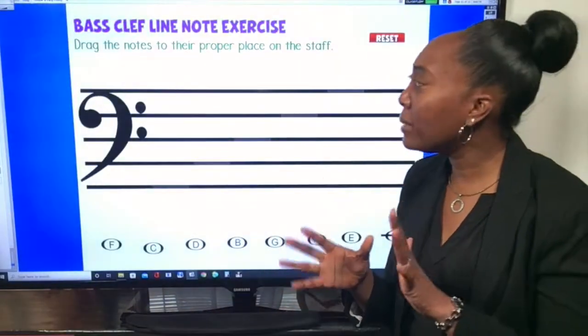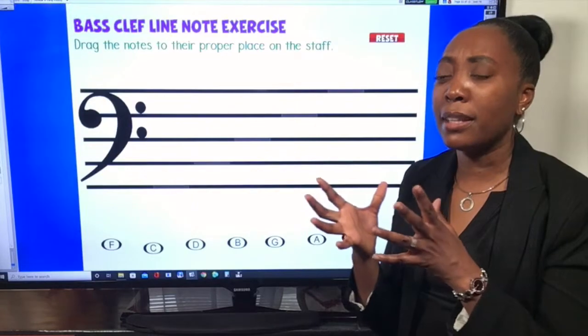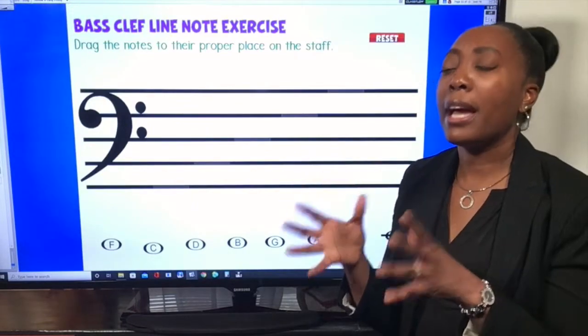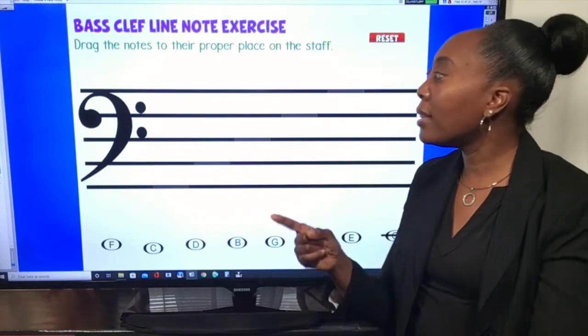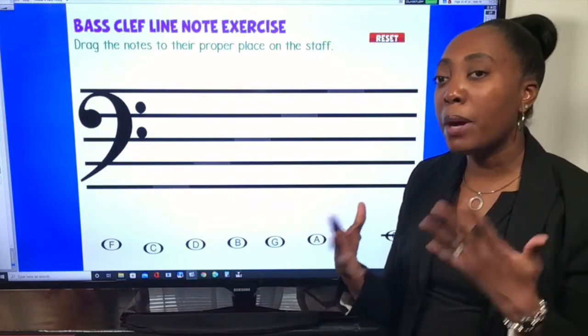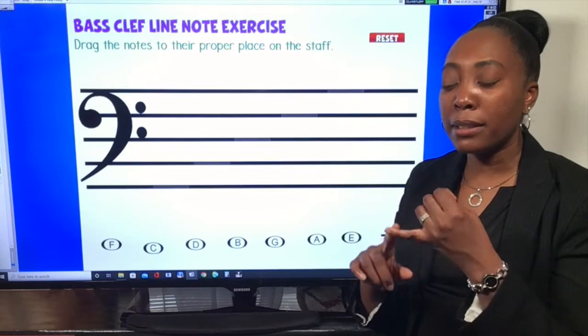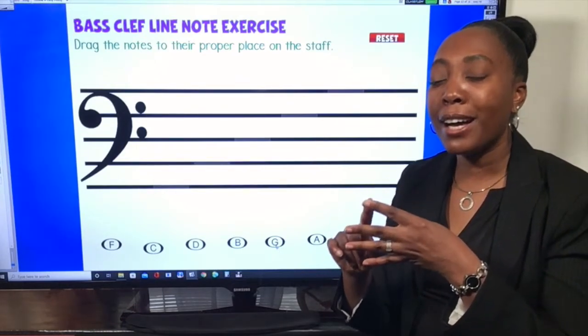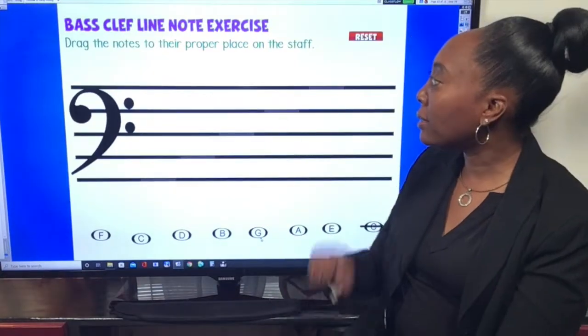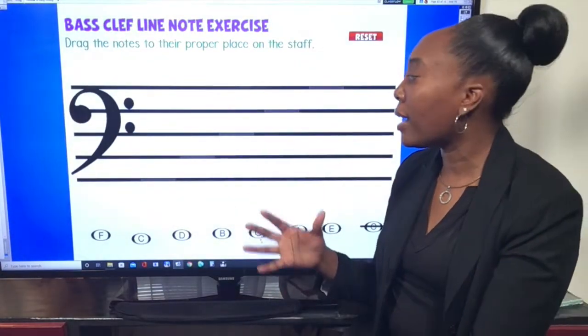All right, now let's take all this information that I just gave you and see if you can remember the line notes in the bass clef. What were the line notes of the bass clef? We had good boys do fine always. So let's see if you can put it all together.